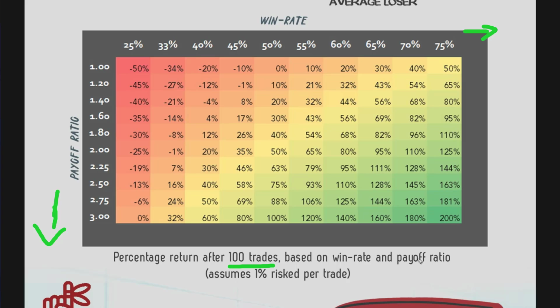Based on your win rate and payoff ratio, this is going to be your percent return after 100 trades, assuming you risk a fixed 1% of your account per trade, right? So this is the numbers I'm always talking about. I'm trying to get 2 to 1, and with a 50% accuracy, I should return 50% of my account after 100 trades. Now, if you're aiming for less than that, say 1.5 or 1.4 to 1, you're probably going to achieve the same results with a 60% accuracy, right? 44%. Or if you're going higher, say 2.75 to 1, you can achieve that with 40% accuracy.